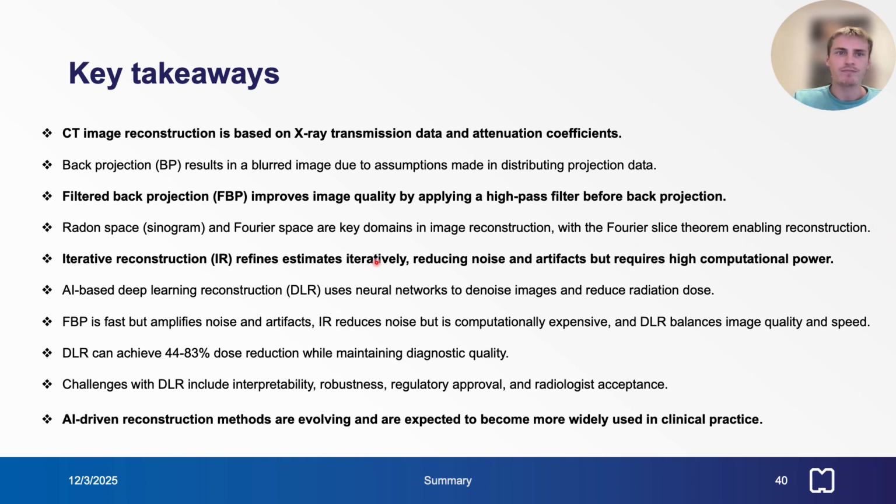Iterative reconstruction refines estimates iteratively, reducing noise and artifacts, but also requires high computational power. AI-based deep learning reconstruction algorithms use neural networks to denoise images and reduce radiation dose. Filtered back projection is fast, but it amplifies noise and artifacts. Iterative reconstruction reduces noise, but is computationally expensive, while deep learning reconstruction balances image quality and speed.